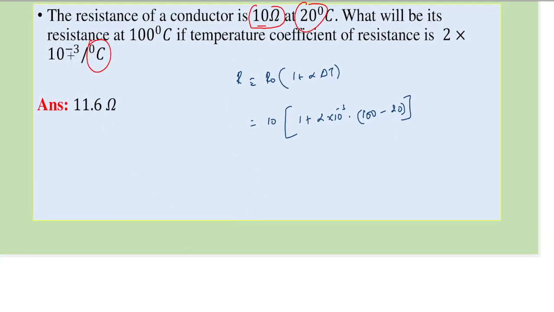That is equal to 10 into 1 plus, so 2 into 80 is 160, and 160 into 10 power minus 3 would be 0.16. That is 10 into 1.16, which is equal to 11.6 ohm. So as expected, the temperature has increased, the resistance has increased because temperature also has increased.